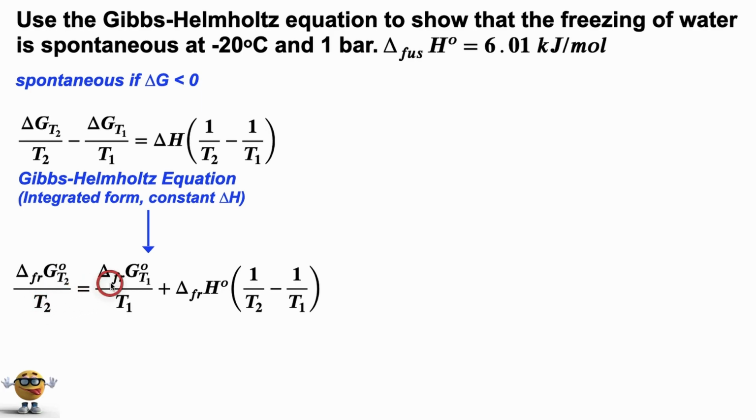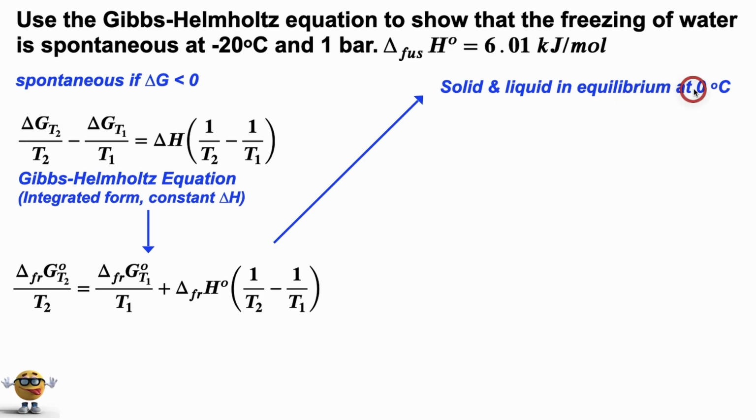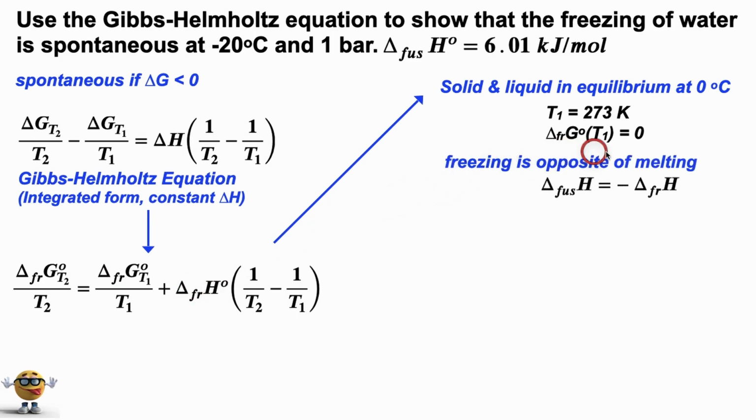So what we need is to know a delta G at a different temperature. We have the delta H, that's given to us right here. So we need another temperature, and often we use the equilibrium temperature at 0 degrees Celsius. The equilibrium temperature is when both the solid and liquid phases are in equilibrium, and if they're in equilibrium, the change in Gibbs energy at that temperature is 0.